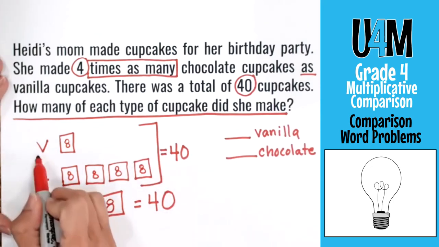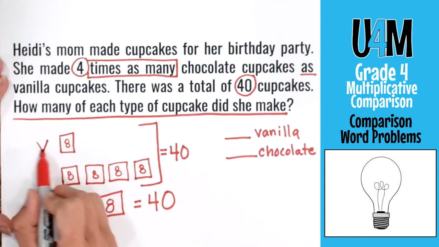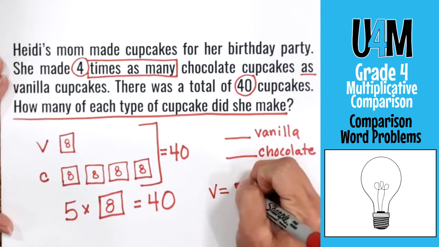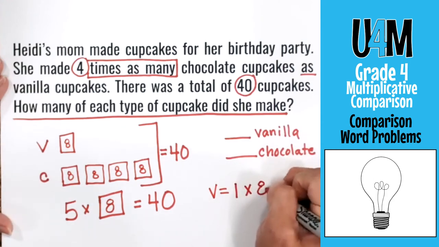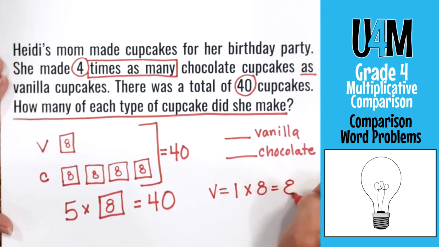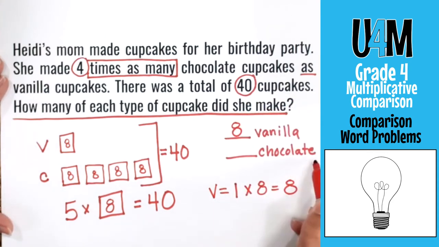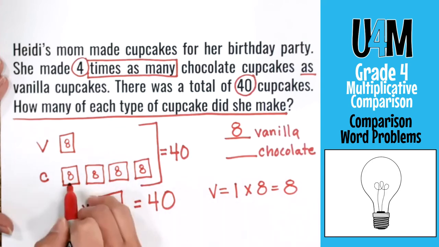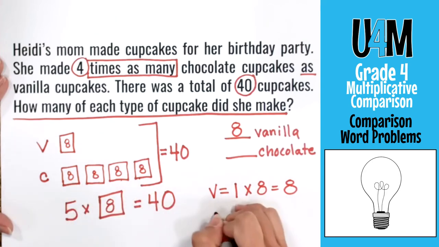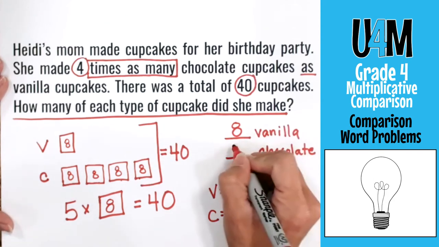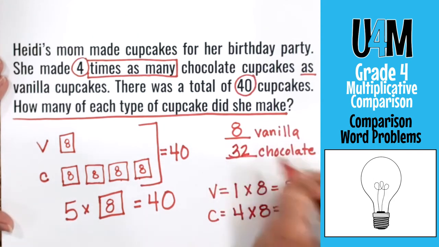So I can immediately tell you how many cupcakes are in the vanilla box, because vanilla equals 1 box of 8, or 1 group of 8, 1 times 8, which is 8. So I know how many vanilla cupcakes I have. Now I have to find out how many chocolate cupcakes I have. So I have 4 groups of 8. So chocolate is equal to 4 times 8. And 4 times 8 is 32. Now I know I have 32 chocolate cupcakes.